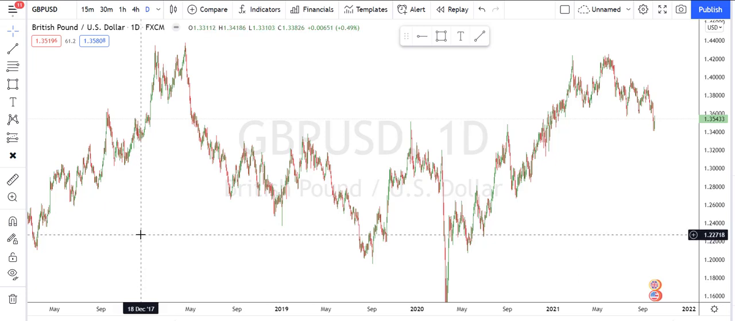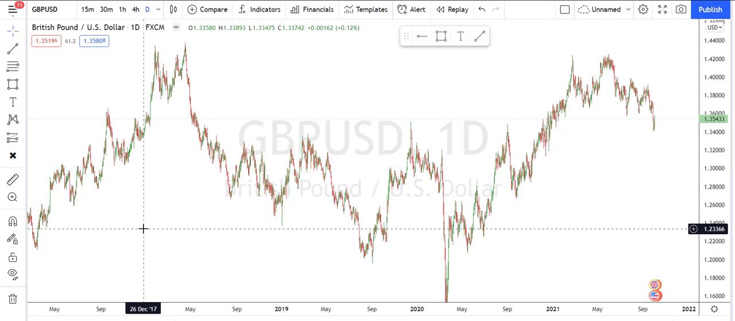So today we will see the analysis for the GBPUSD pair, or the pound dollar, and this is a weekly forecast analysis. Now there are two reasons we share the weekly analysis in detail.